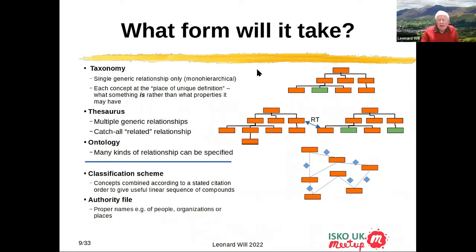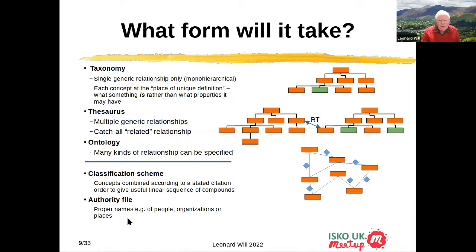So those are the three main types that I would see as appropriate for a structured vocabulary: a taxonomy, a thesaurus, or an ontology. There are two other kinds, which we'll talk about a little bit further. A classification scheme, for example, is mainly required where you need to have compounds rather than just a single term in a hierarchy. You may want to combine two concepts together, and we'll look at that in a little while. An authority file is similar, but normally relates to proper names of people, of organizations, and places.